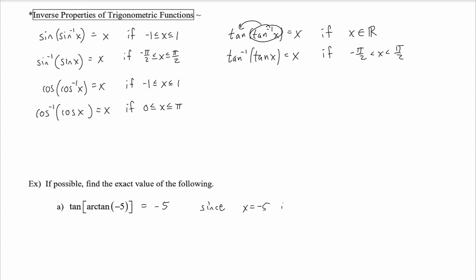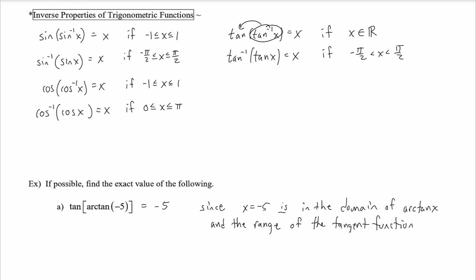x equals -5 is in the domain of arctan of x, and the range of the tangent function. So we're good. That tangent and that inverse tangent, they just negate each other. They're inverses, so you'll just get -5.